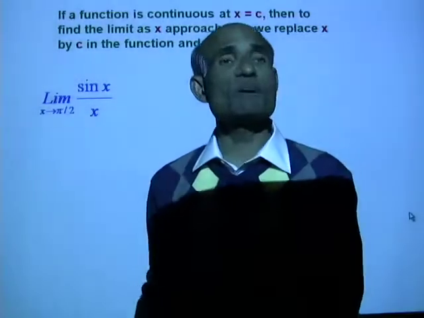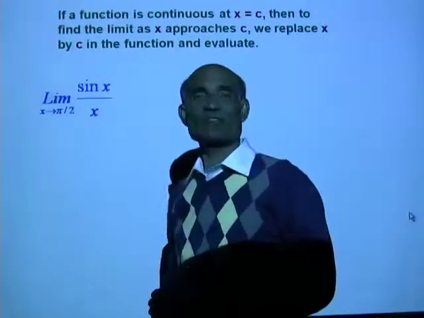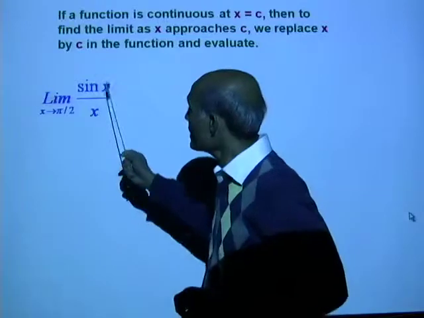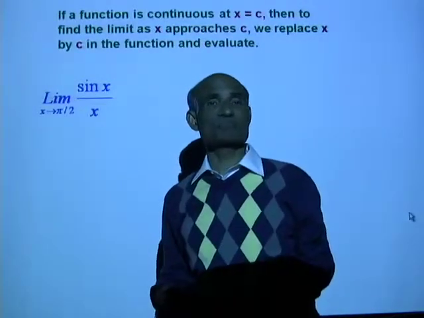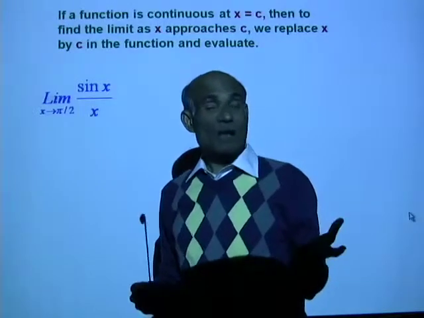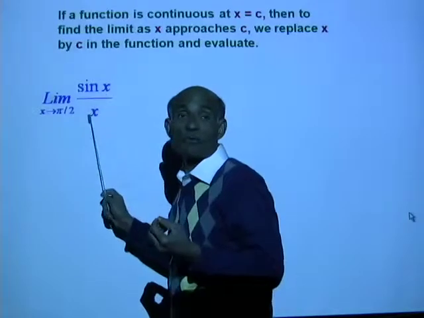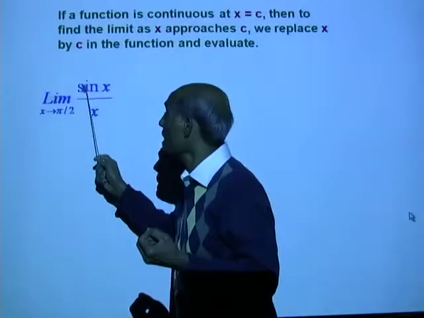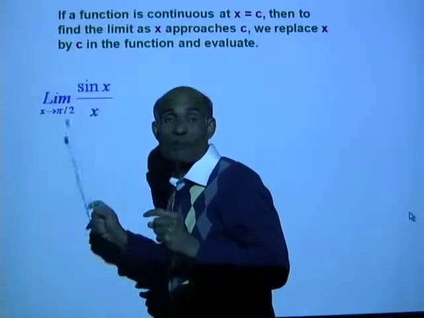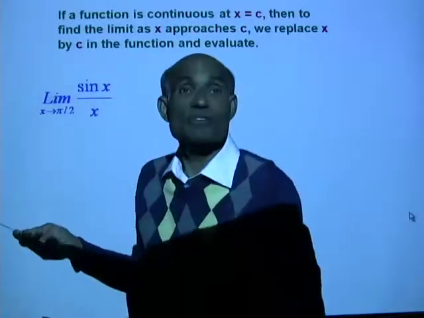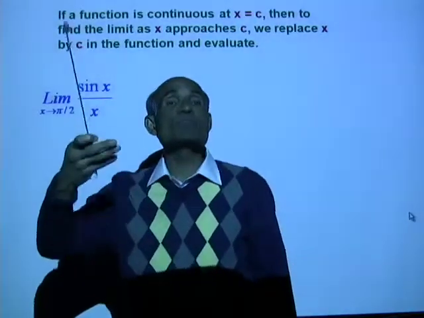How about this? The limit as x approaches pi by 2 of sine x over x. Now, is this function continuous at x equal to pi by 2? Well, how do you know? Well, if you put x equal to pi by 2, what does it give you? Sine of pi by 2 is 1. So it will be 1 over pi by 2. Yes, it is continuous. In other words, an input of x equal to pi by 2 will give you a meaningful output.